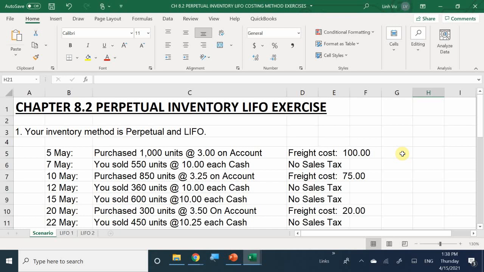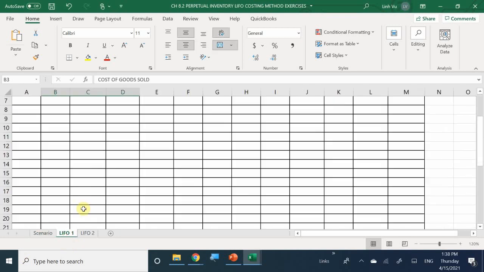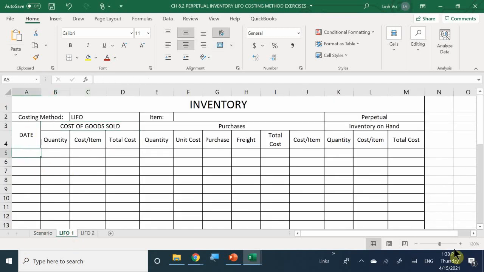Okay, so on May 5th, we purchased 1,000 toys at $3 on account. And the freight cost is going to be $100. So going to my first inventory table here, I'm going to indicate the date, 5/5. We're skipping over the first column because we didn't deal with the sale yet. We dealt with the purchases. So first, we're going right into the middle section. We purchased 1,000 units at $3 with a freight of $100.